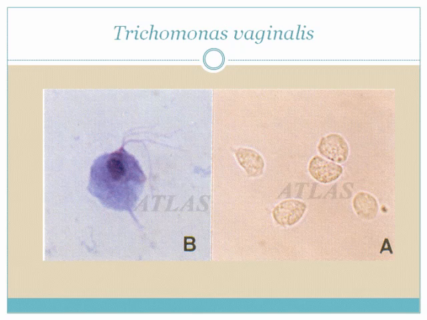Trichomonas vaginalis, you'll see it here on the left. This is a stained specimen of Trichomonas vaginalis. You can see the flagella here. This on the right is what Trichomonas vaginalis looks like in a urine specimen.